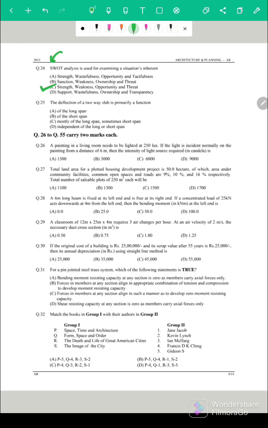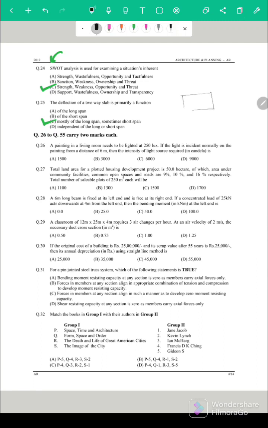Now this is the last question of this video. So the deflection of a two-way slab is primarily a function. So the correct answer of this question is it is used for mostly of the long span, but sometimes for short spans. So what is a one-way or two-way slab?